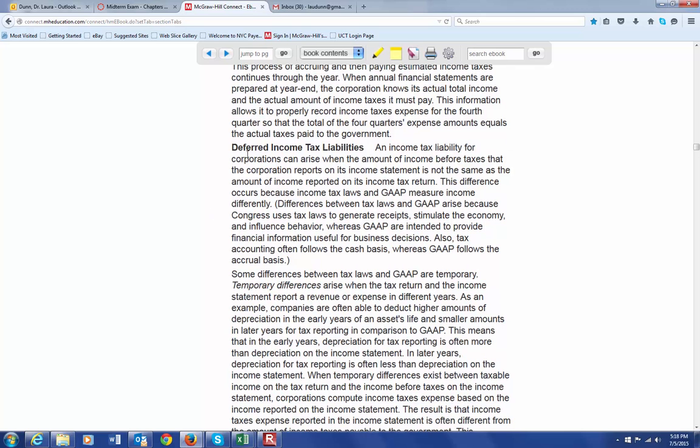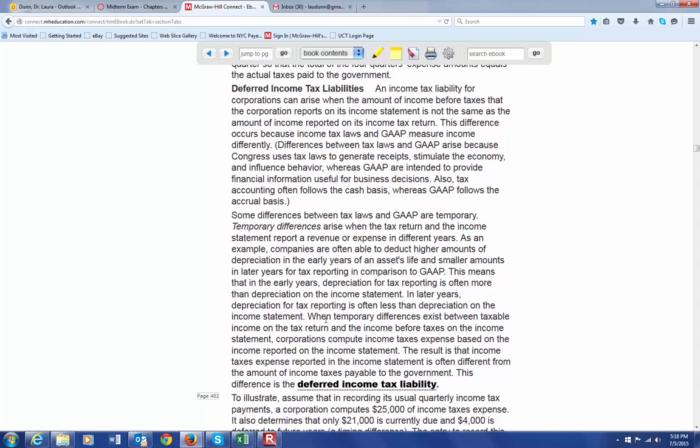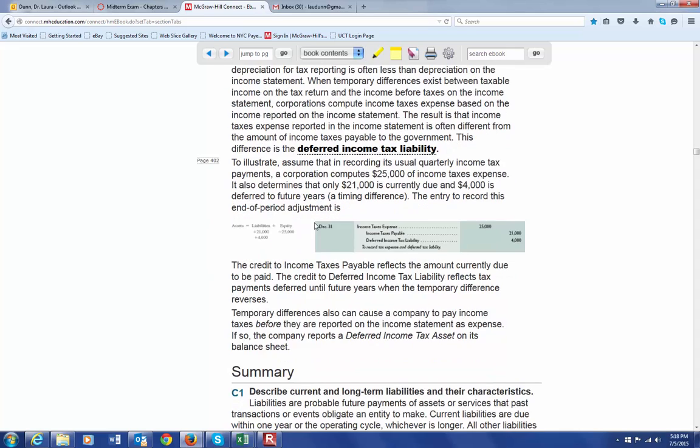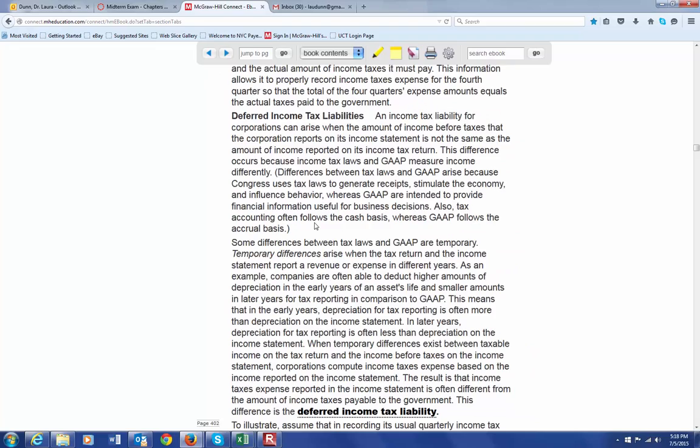It gets a little more complicated with deferred income tax liability. You can read this. It may be confusing, but I wouldn't worry about it. You would get into this more in an advanced accounting course. All right, that is Chapter 9.